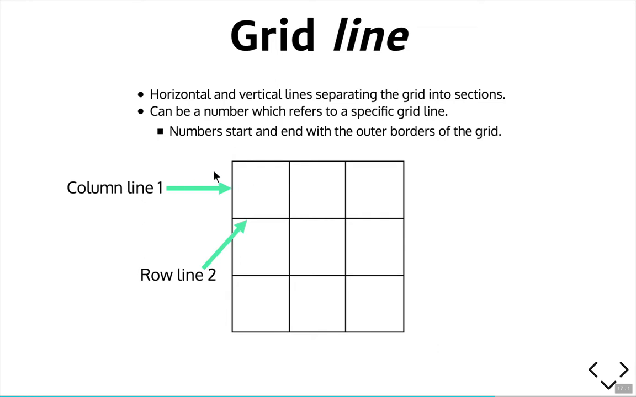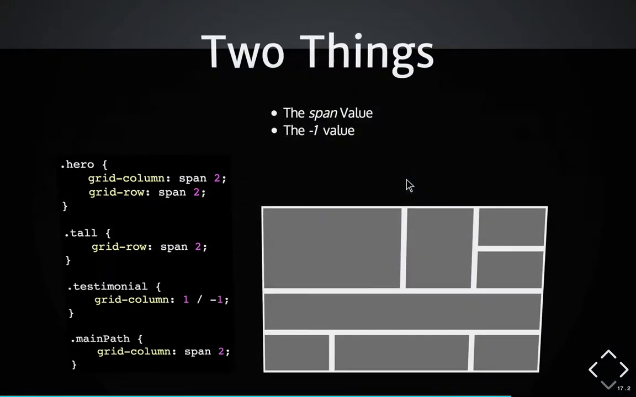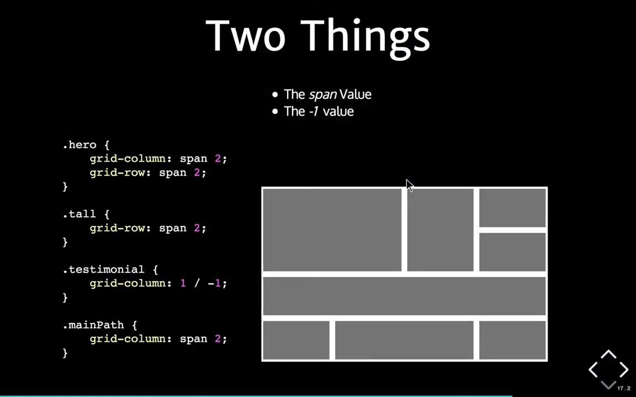And for example, this is column line 1. This is row line 2. This would be row line 1. And the numbers start and end with the outer borders of the grid. So this is row line 1, or sorry, column line 1. This is column line 2, column line 3, and the end of the grid is this right here, which is column line 4. That brings me to the next thing, span value and the -1 value.